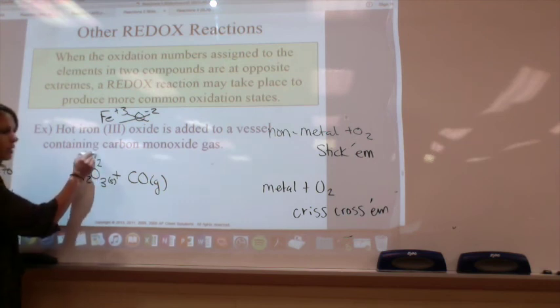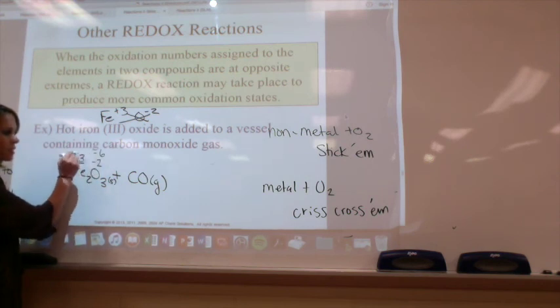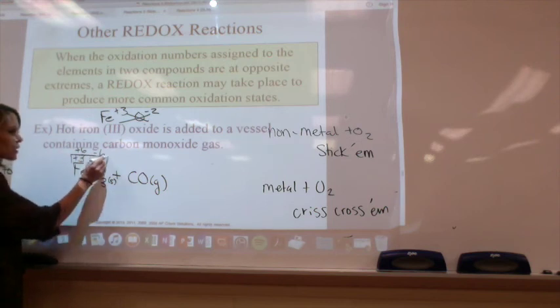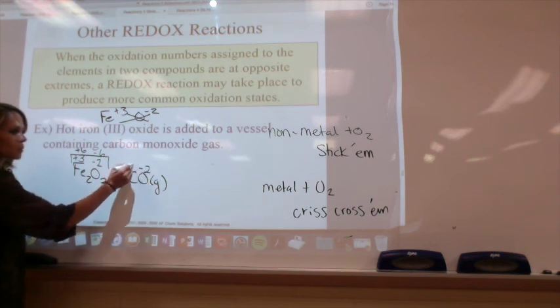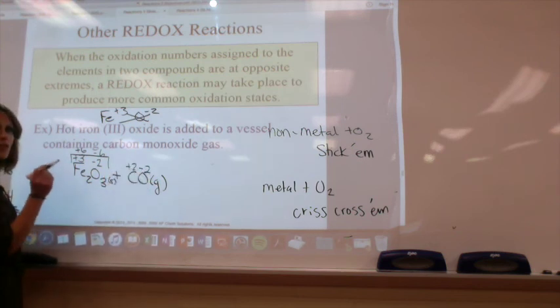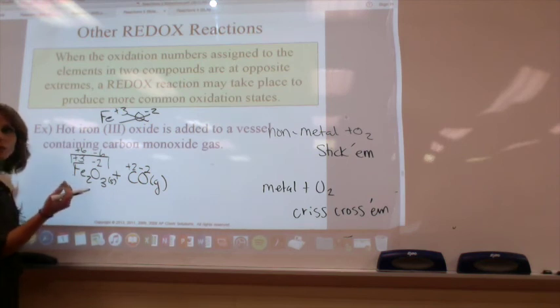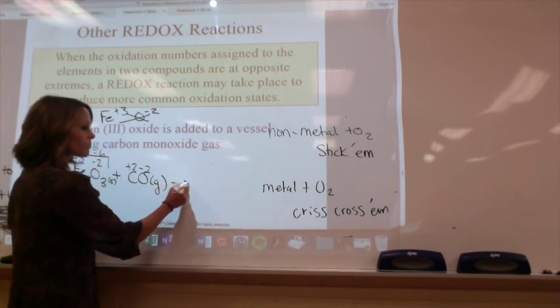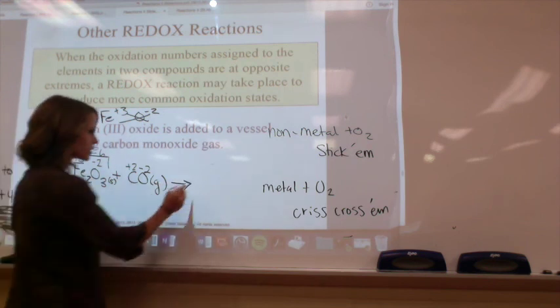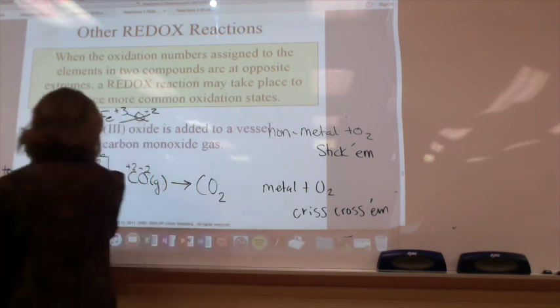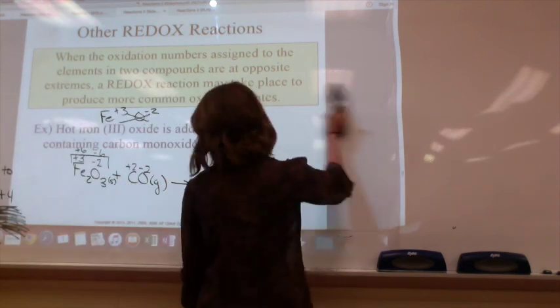-2, -6. So this iron's a +3 because now it's a +6, right? Original oxidation numbers are +3, -2. Oxygen's a -2, carbon's a +2. All right, so that's your clue right there. Carbon doesn't want to be a +2, it wants to be a +4. So automatically, what do I write to make carbon a +4? CO2, okay? And now we have to figure out how to handle the iron.